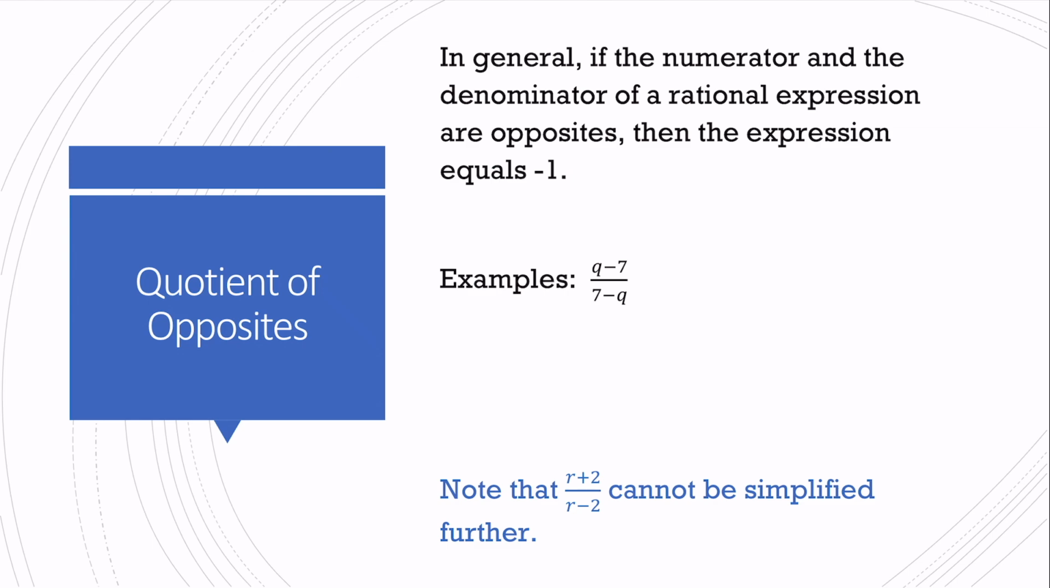So in general, if the numerator and the denominator are opposites, then the expression equals -1. So for example, I have q minus 7 over 7 minus q. First off, this should already make us feel a little iffy. We always want that variable term first. So I could rewrite this as q minus 7 over negative q plus 7.